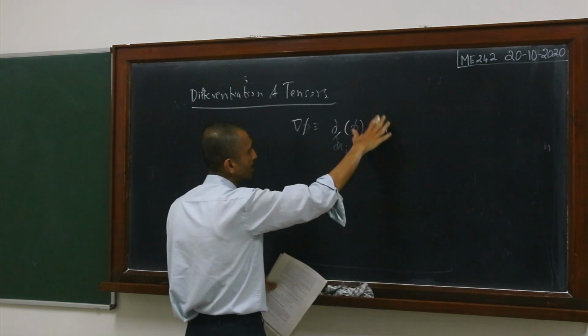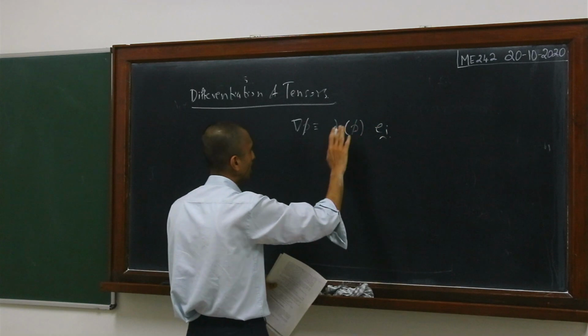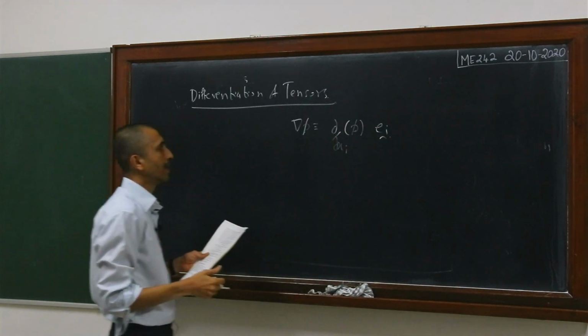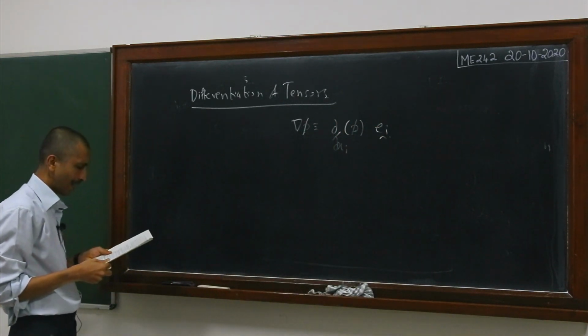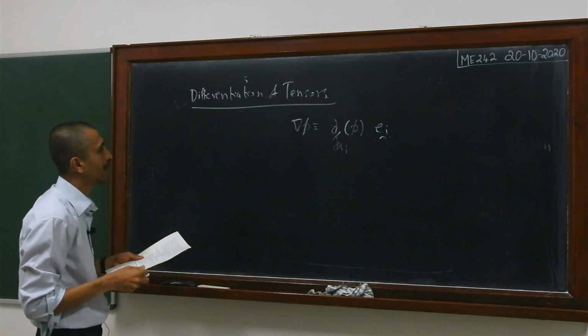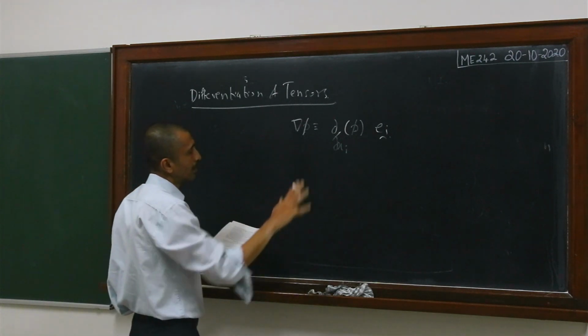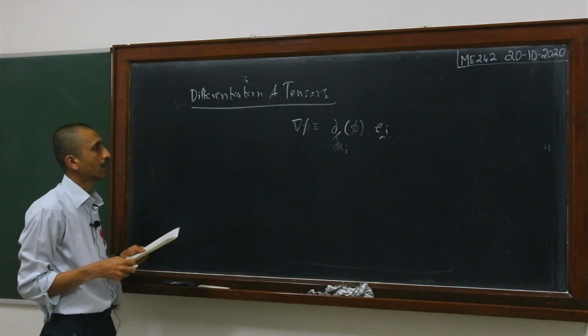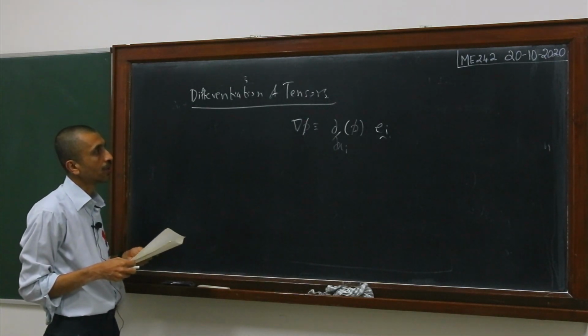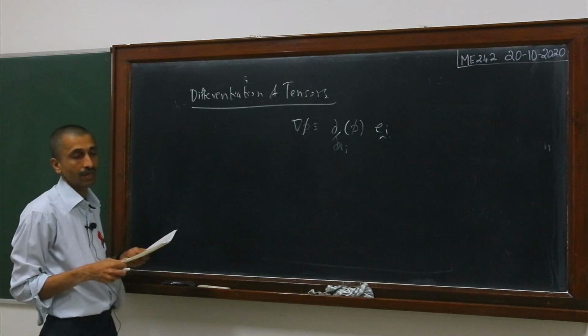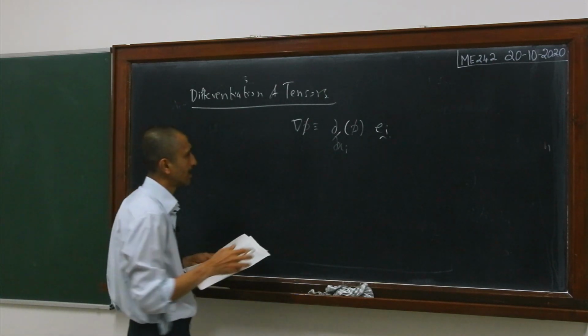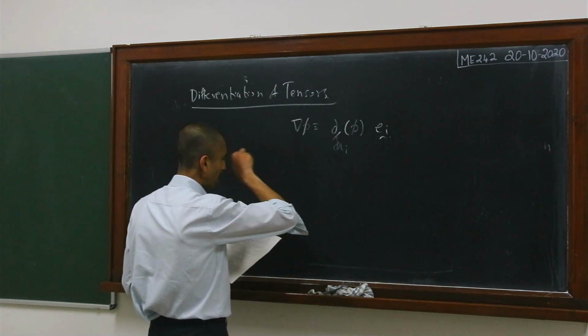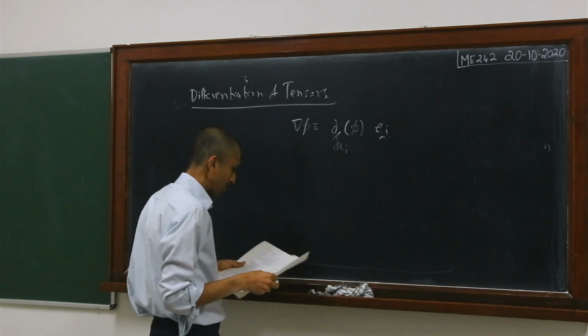This ei, because it is just a vector. This is how we define the del operator, and we will now use various properties of the alternate tensor and the canonical delta in order to show various identities related to differentiation of tensors here.